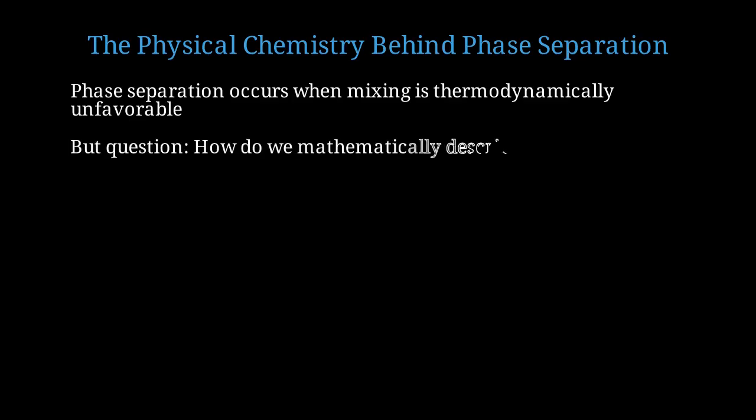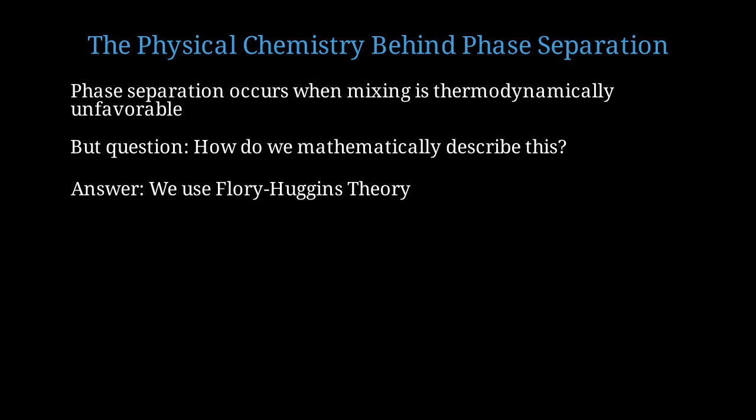But here's an important question. How do we mathematically describe when phase separation will occur? The answer is Flory-Huggins theory, which was originally developed to describe polymer solutions but applies beautifully to biological phase separation. Let's explore Flory-Huggins theory in detail. This theory gives us a framework to predict phase behavior.